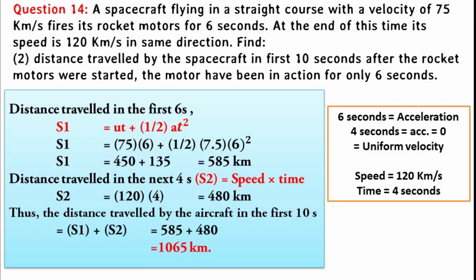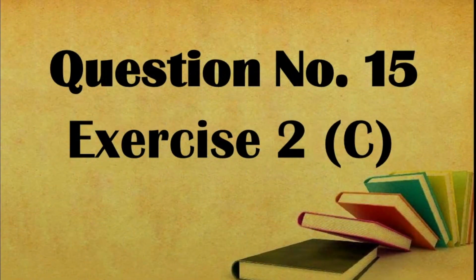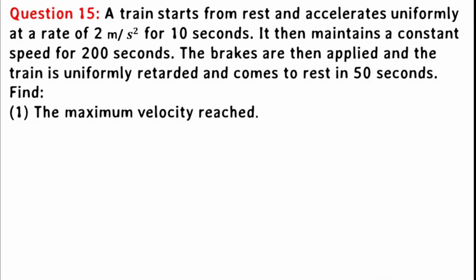Now let us do the final question. Question number 15 of exercise 2C. A train starts from rest and accelerates uniformly at a rate of 2 meters per second square for 10 seconds. It then maintains a constant speed for 200 seconds. The brakes are then applied and the train is uniformly retarded and comes to rest in 50 seconds. Find number 1, the maximum velocity reached.